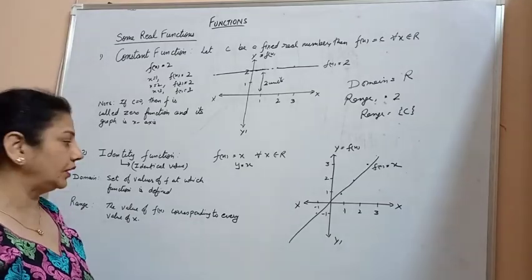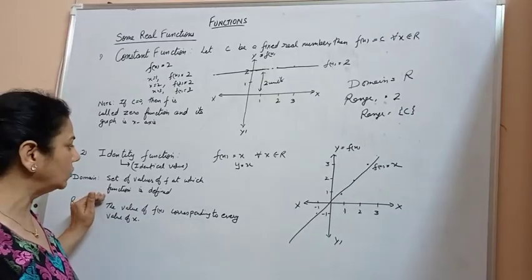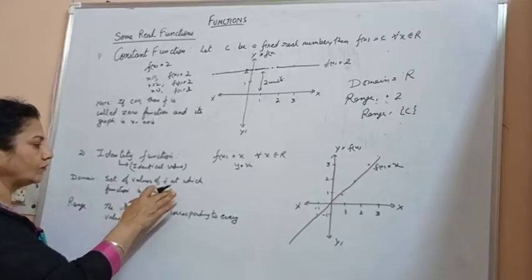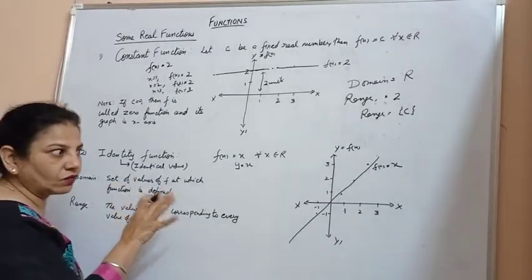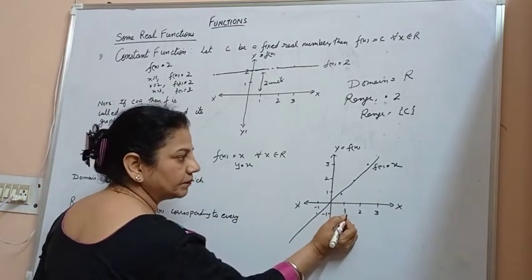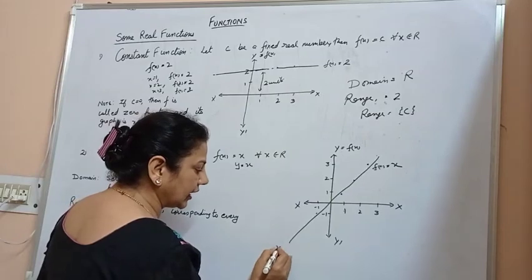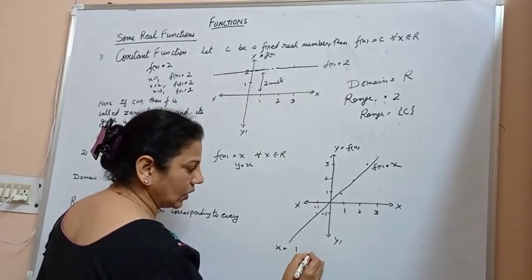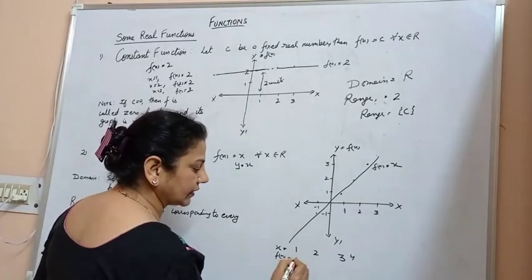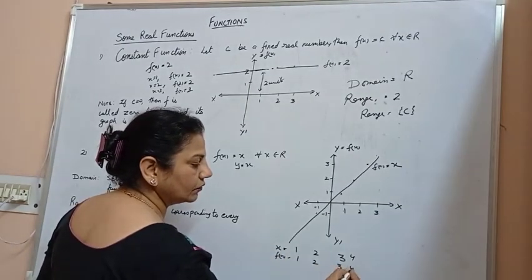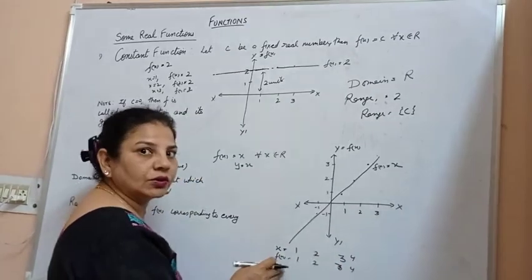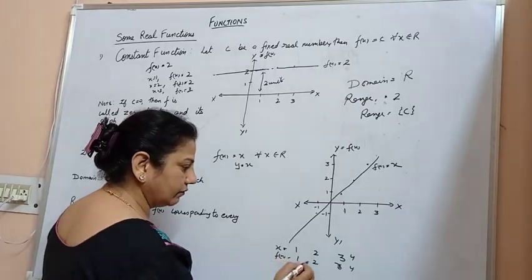When we talk about the domain, as we know, it is the set of all values of x at which the function is defined. Set of all values at which the function is defined means, if you give the value of x as 1, you will get 1. Every time you give the value of x as 1, 2, 3, 4, correspondingly you get the value of f(x) as 1, 2, 3, 4.